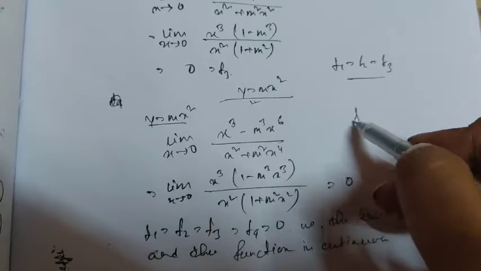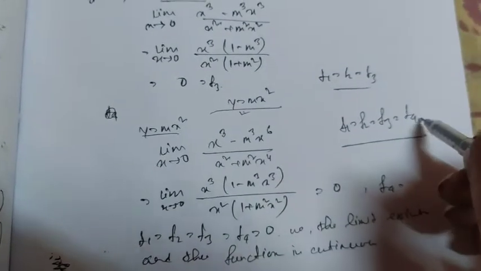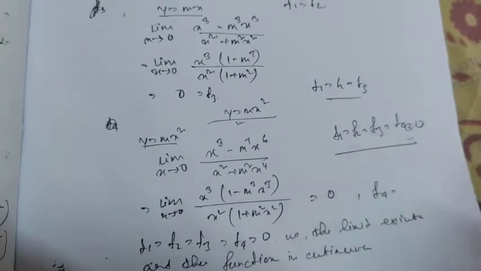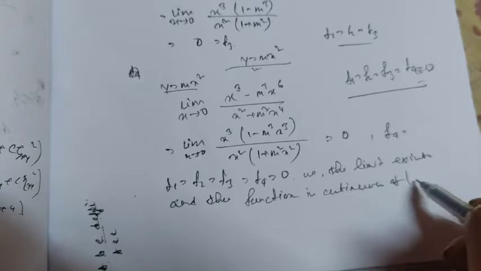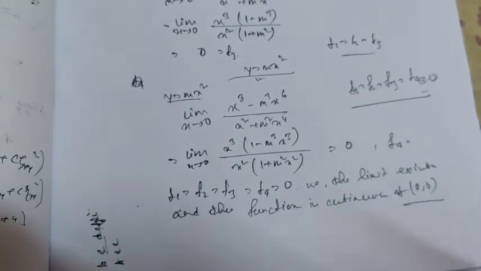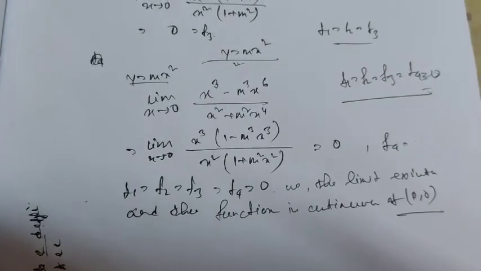So here we get the value 0, and now we can say that f1 = f2 = f3 = f4, all the values are the same, so the limit exists and the function is continuous at the origin, that means the point (0, 0). I hope you understand the topic. So thank you.